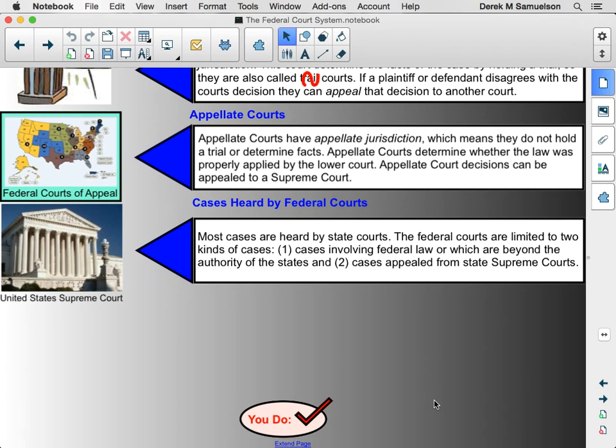Now, most cases, again, are heard by state courts. Federal courts are limited to two kinds of cases. Federal courts are only going to hear ones involving federal law, or which are beyond the authority of the states. And we'll get more into that in a future lesson. The second thing that they'll hear are cases appealed from state Supreme Courts. So if you go all the way through a state court system and the state Supreme Court rules against you, you can still appeal. But now you got to appeal to the United States Supreme Court.